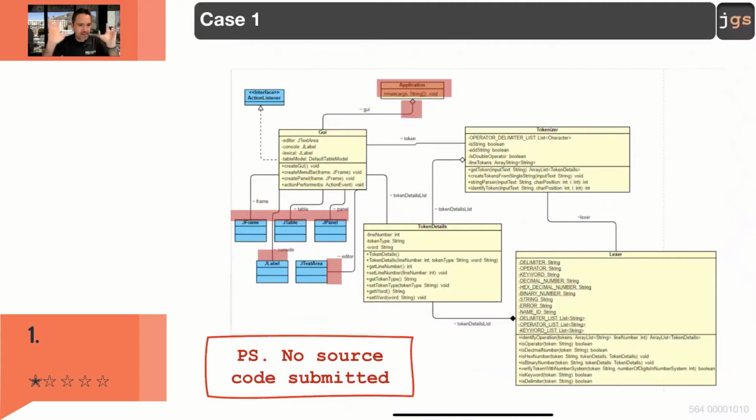Problems in the red boxes. What do you think is happening with the red boxes? Those arrows. Bidirectional association. Tell me, is it possible to have bidirectional association with those classes: JFrame, JTable, JPanel, JTextArea?